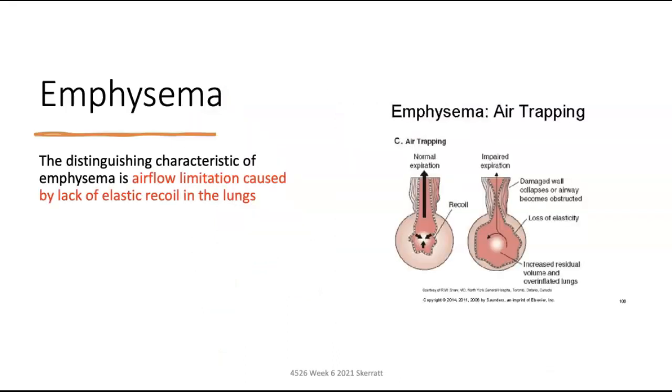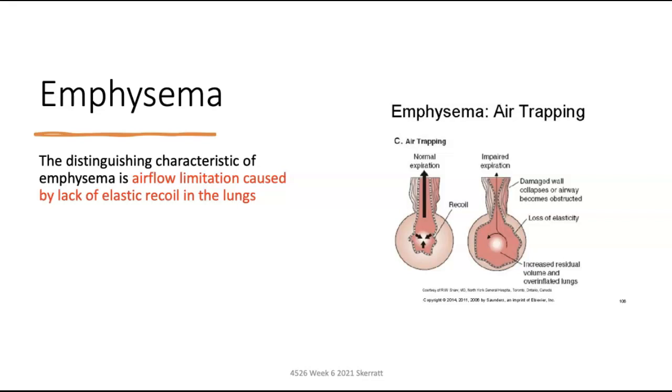So emphysema is all about the air trapping. So after the alveolar walls are damaged or destroyed, they can't support and keep the airway open. The alveolar walls lose their capability of elastic recoil, and the collapse then occurs on expiration.